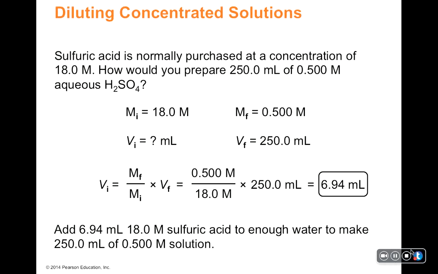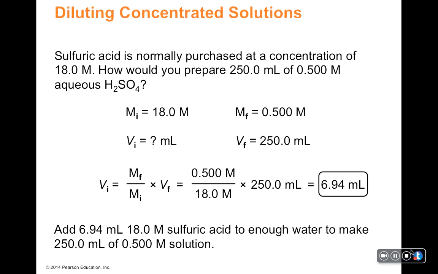So here's this type of problem. You're given, again, 3 of 4 variables and asked to solve for the fourth. So it's a matter of rearranging the formula so that you can solve for the unknown. Sulfuric acid is purchased at a concentration of 18 molar. How would you prepare 250 milliliters of a 0.5 molar sulfuric acid solution?